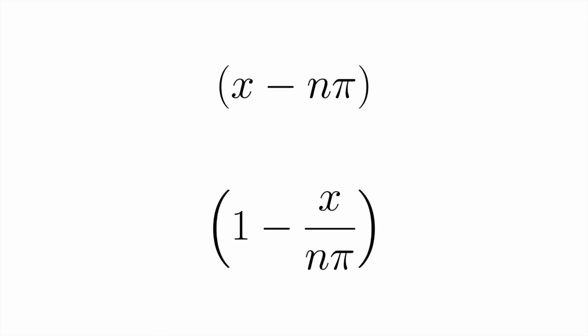A lot of terms like this x minus n pi will result in the product blowing up. Or if you want to use fancy terms, it'll result in the product not converging. However, a lot of terms like this results in multiplying by, well, a bunch of numbers really close to 1. And multiplying by a bunch of numbers close to 1 is going to result in a function that nicely converges.